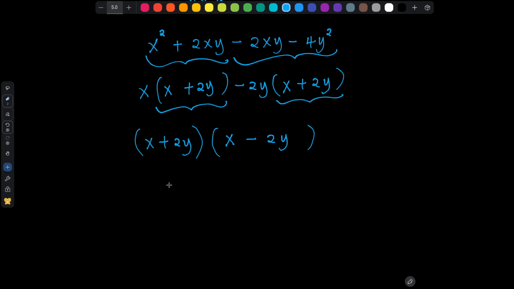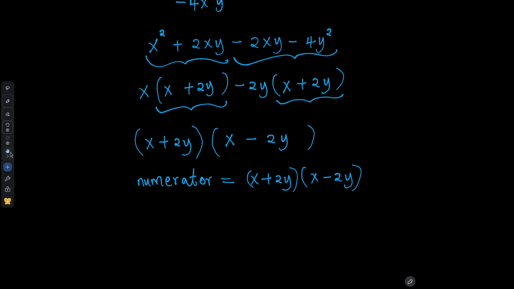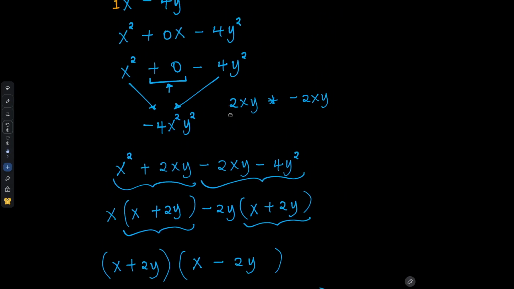So the numerator simplifies to x plus 2y times x minus 2y. Okay, now let's work on the denominator.